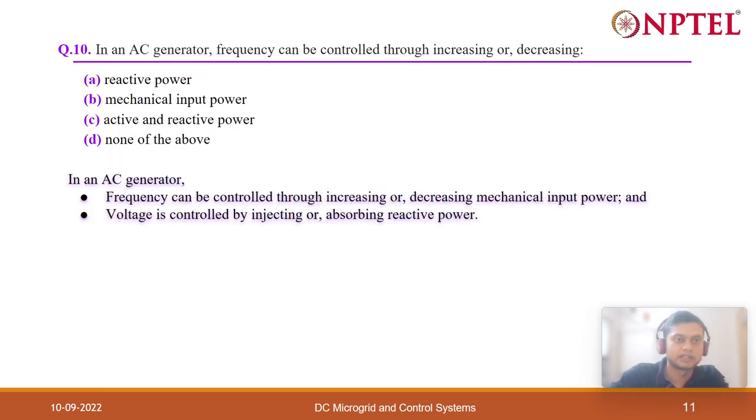Let us see the next problem. In an AC generator, frequency can be controlled through increasing or decreasing mechanical input power, while on the other hand, voltage is controlled by injecting or rejecting reactive power. So the correct answer will be B.